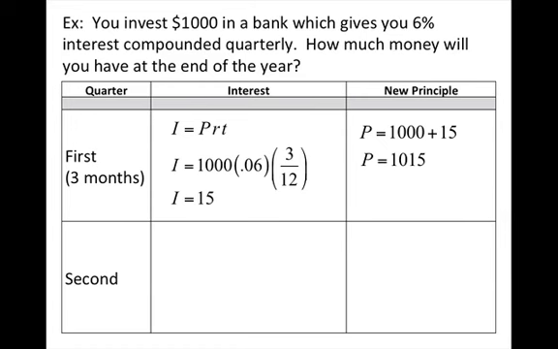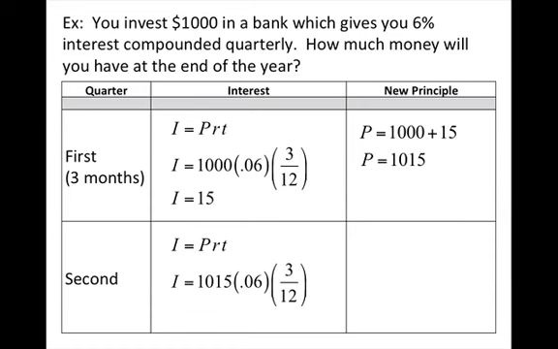So now let's look at what happens the second quarter. This is the next 3 months. In the second quarter, to find my interest, I'm still going to use I equals P times R times T. The part that's changed is my principal. Instead of using the initial $1,000, my account now has $1,015. So my principal for the second quarter is $1,015.